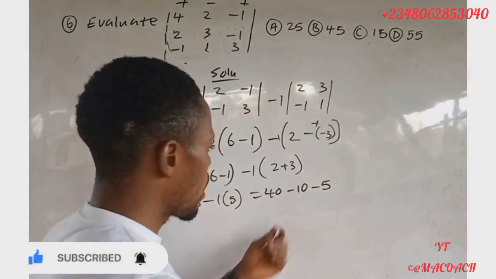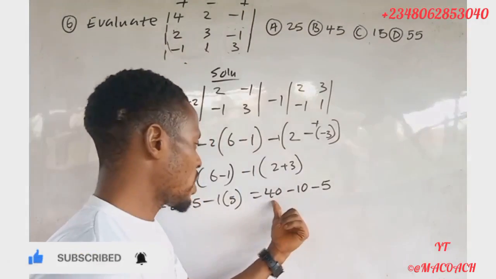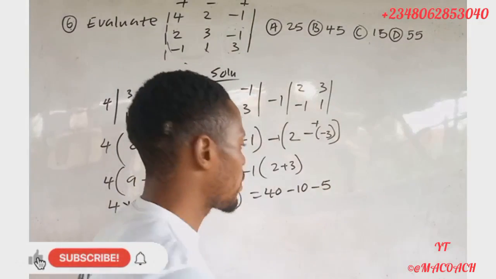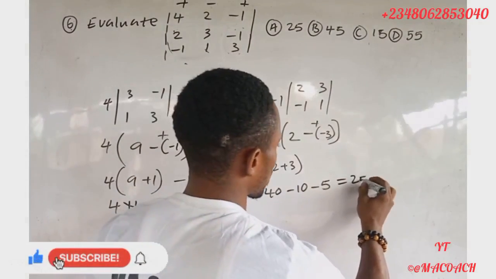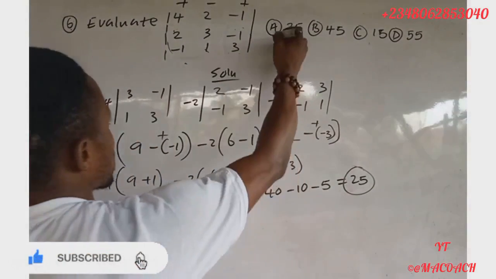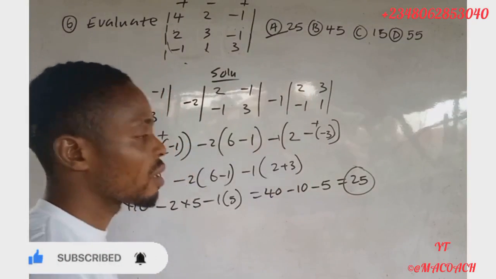So here now, we have 40 minus 10, that is 30. Minus this 5, that is 25. So therefore, our answer is 25. For this question, our option A is the best option for this question.